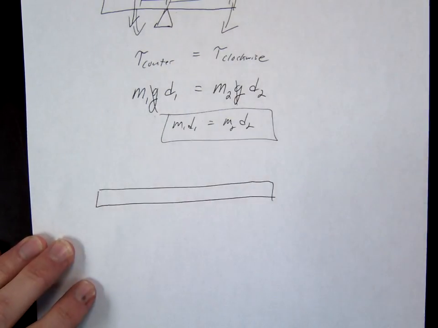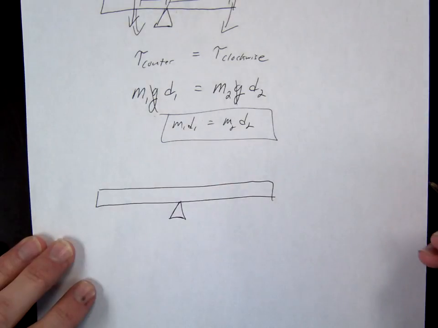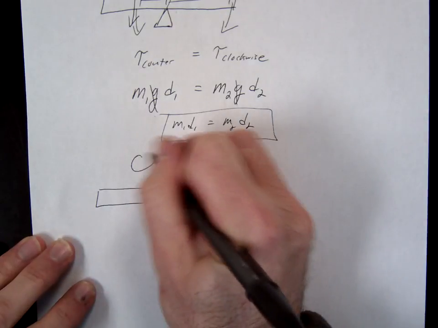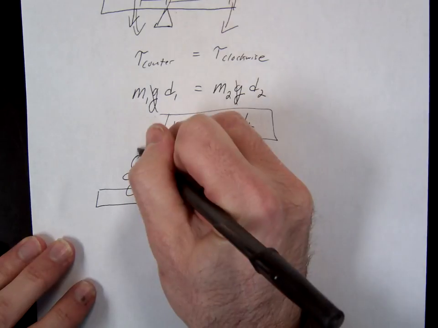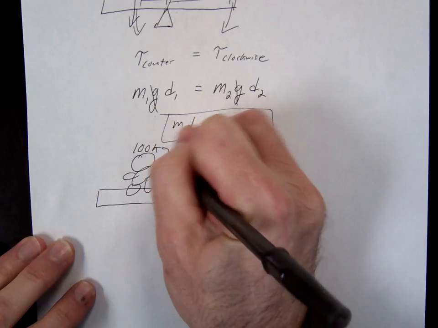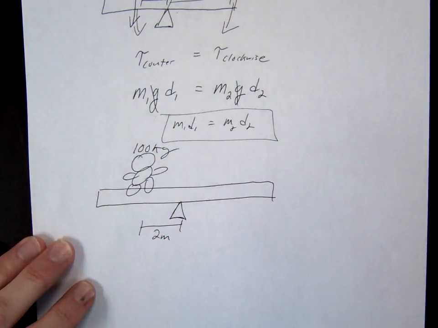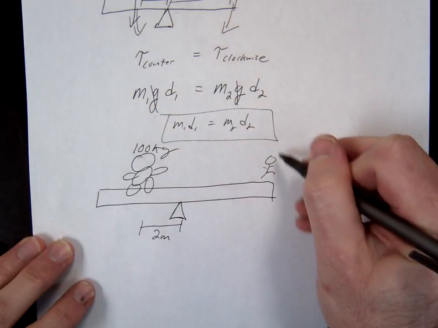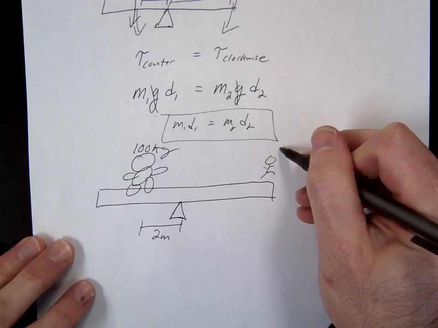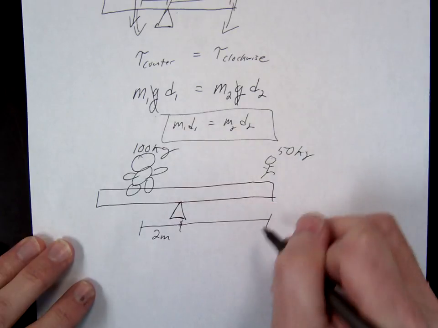Okay, should we do one real quick problem with this? Do we have time? Yep. Alright, let's stick Dad right here. And let's make him 100. Put him 2 meters away. Okay, let's throw you over here. You're like 50. We'll throw you 3 meters away.